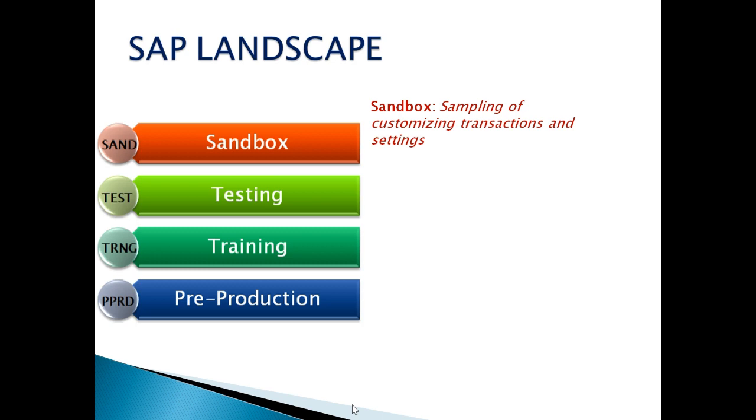Okay. So next is the testing system. The testing system is a system where we do testing of all configuration settings with the data. All the configurations will be done, and the master data will be present. We check how the functionality is working, whether it is working fine or not, whether there is a warning or an error. All that functionality checking will be performed in the testing client.